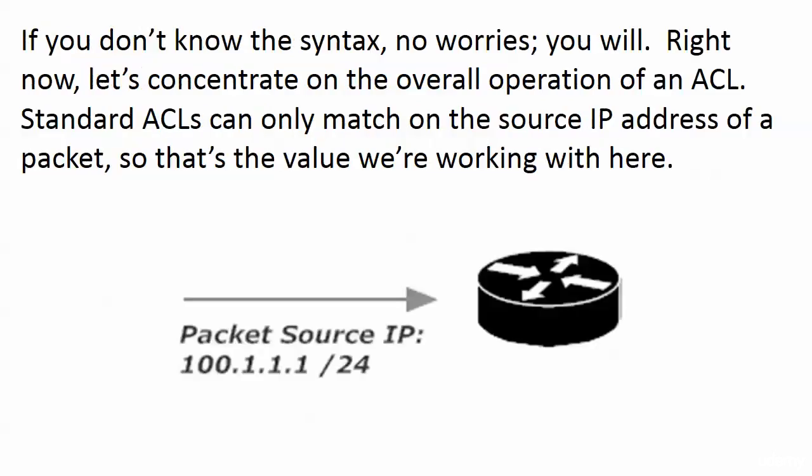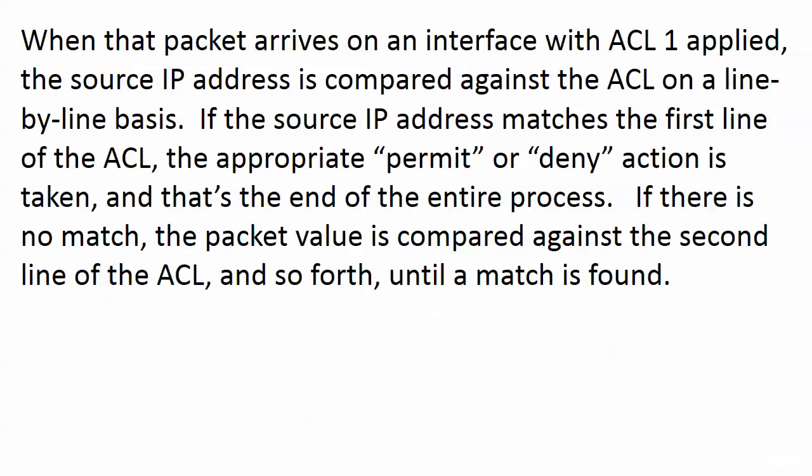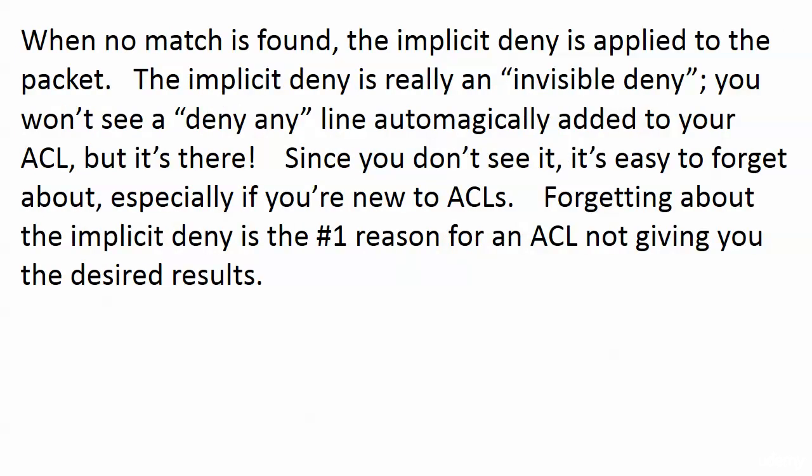So what happens when we have no matches at all? Well, again, it goes line by line. It's going to look at line 1 and say, okay, is this a match or not? Then line 2, is this a match or not, and so forth. And if there is no match, then it just keeps going down one line at a time until there are no lines left. That's where the implicit deny comes in.